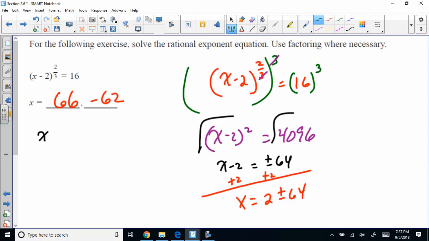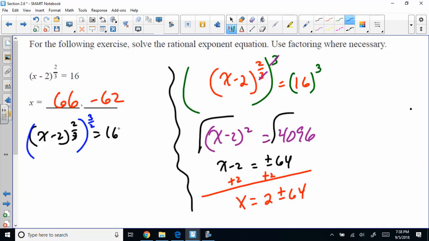So x minus 2 raised to the 2/3 equals 16. If I raise both sides to the 3/2, snap, crackle, pop, it gets down a little bit quicker. So these cancel out, 6/6, which leaves me x minus 2 equals 16 raised to the 3/2, which is really the square root of 16 cubed, right? Square root of 16 is what? 4. 4 cubed is what? 64.